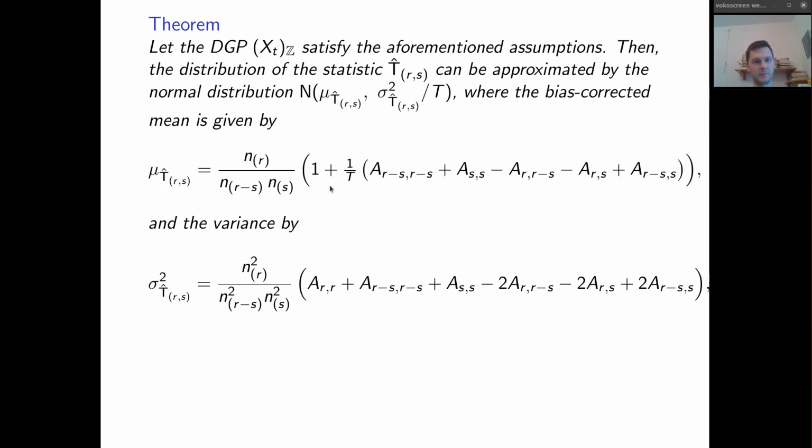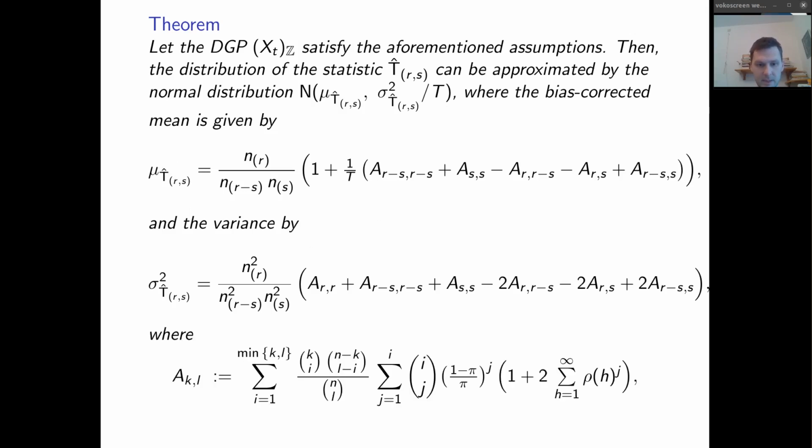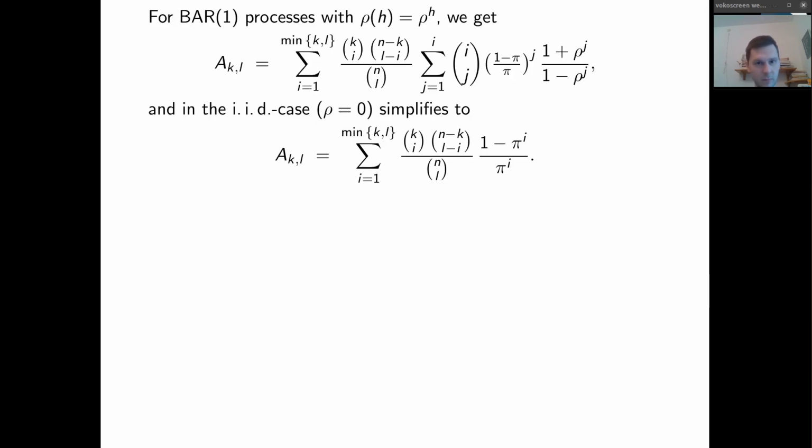The theorem. Let the data generating process satisfy the aforementioned assumptions, then the distribution of the statistic can be approximated by the normal distribution, where the bias corrected mean mu is given like that, sigma like this, r, k, l defined in this way, where pi is a parameter, and autocorrelation functions. For different models, we plug in different autocorrelation functions, which simplify in the binomial AR(1) case to that, and the IID case further simplifies to this term.